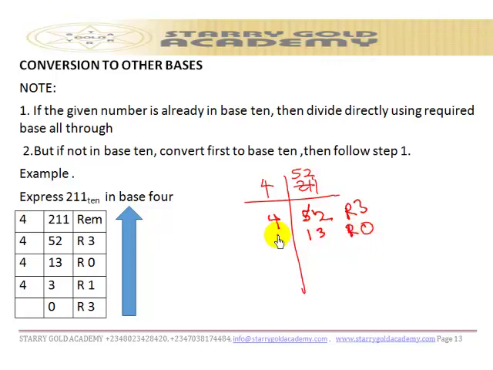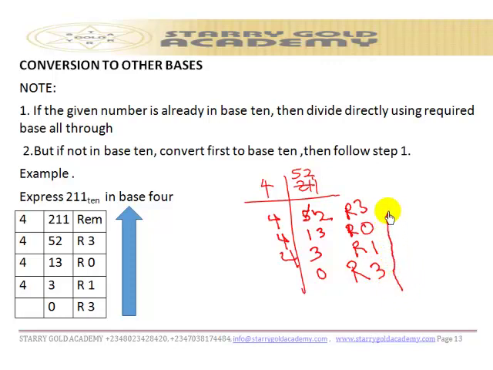Now you use 4 again. 4 in 13 is 3, remainder 1. 4 in 3 is not possible, because 4 is greater than 3. So because 4 can't go in 3, you write 0 and then you put your 3. So 4 in 3 is 0, remainder 3.